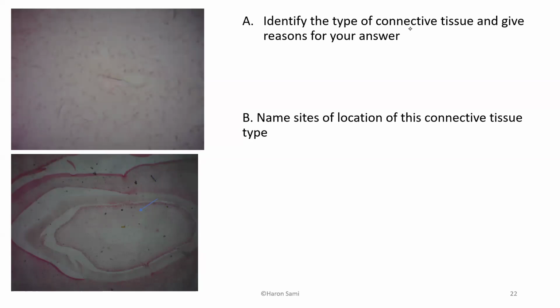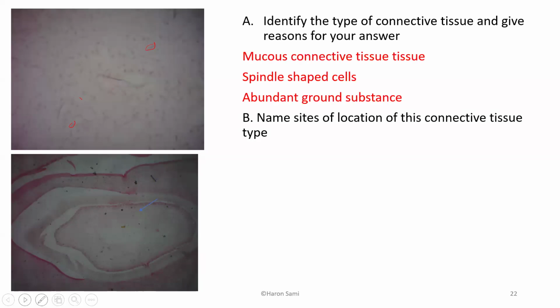Why do you say mucus? Yes, these cells, I don't think at this resolution you can make them out, but they are usually spindle shaped, okay? And it has abundant ground substance. That is very good. So where do you find this connective tissue?